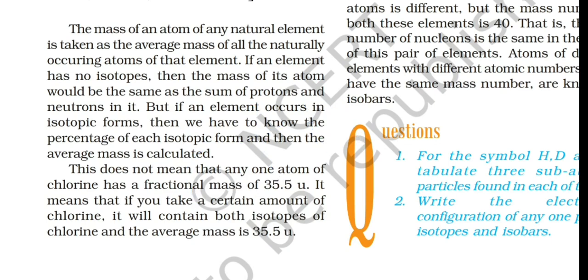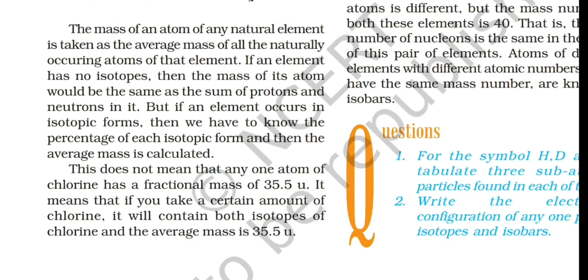But if an element occurs in isotopic form, that is, the element is found as a mixture of isotopes, then we have to know the percentage of each isotopic form and then the average mass is calculated. So if any particular element is found in isotopic form, we have to know the percentage of each isotopic form, and only then can we calculate the mass.